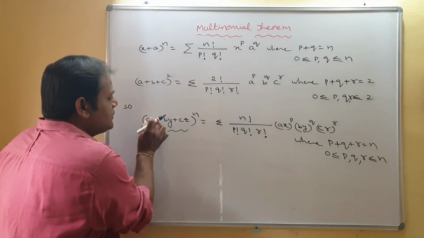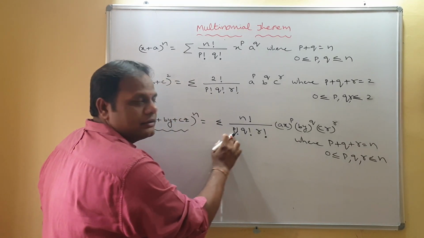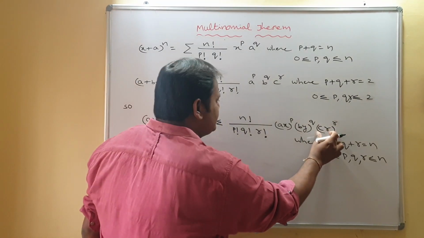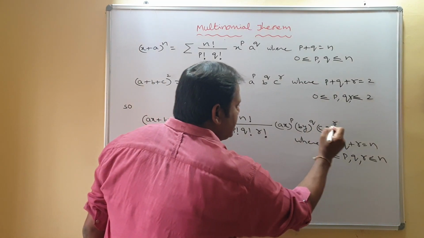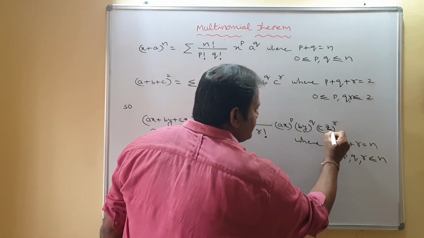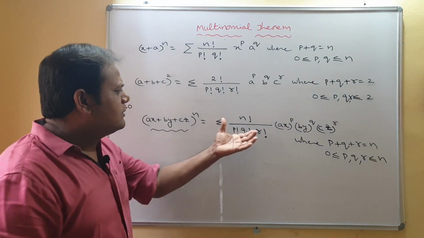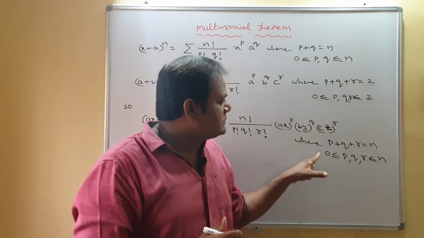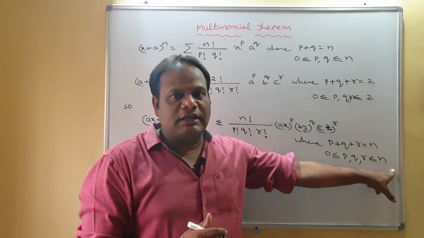What is the first term? ax. Power what? p. Second term, by. Power what? q. Third term what? cz. What is its power? r. Is it? And here also the sum of powers must be equal to what? n. And 0 less than or equal to p, q, r less than or equal to n.